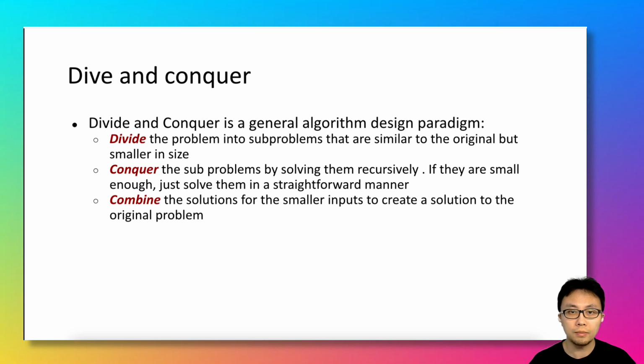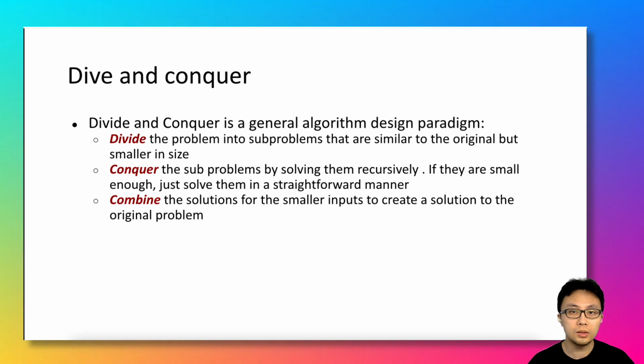There are three key steps in divide and conquer algorithms, including divide, conquer, and combine. The divide step refers to dividing the problem into subproblems that are similar to the original but smaller in size. Conquer means to solve the subproblem recursively. If a subproblem is small enough, then you can solve that directly. Last, combine means to combine the solutions to the smaller subproblems to create a solution to the original problem. All divide and conquer algorithms follow this pattern.